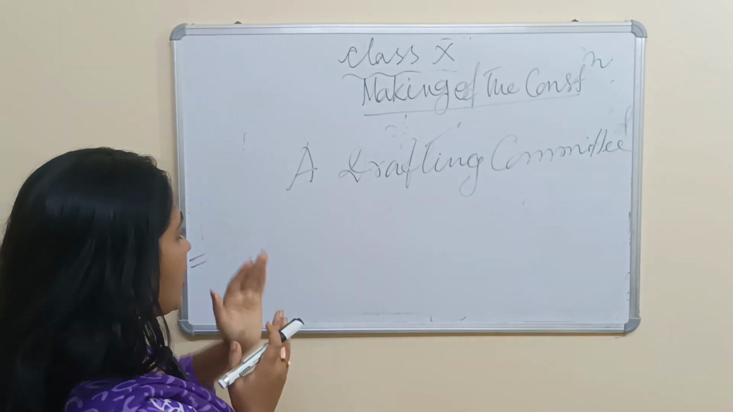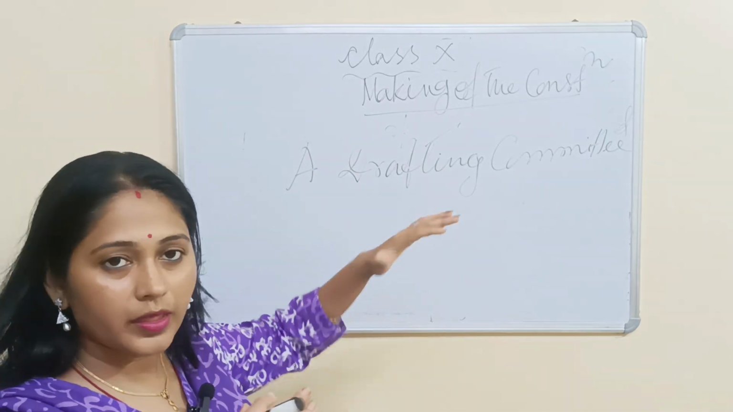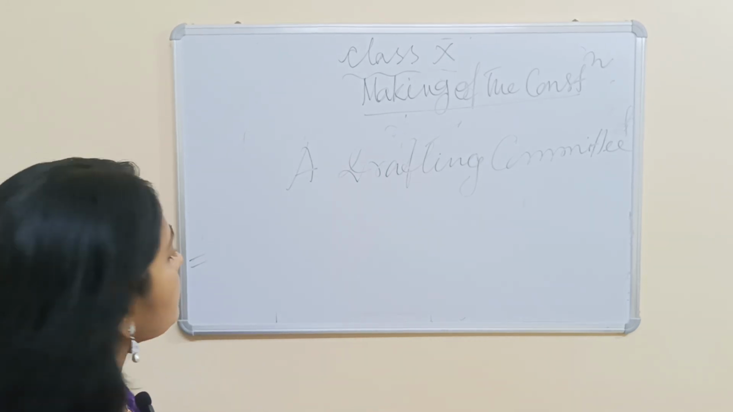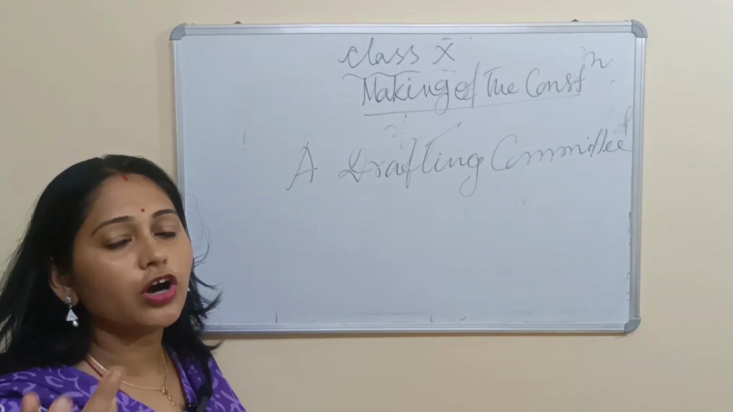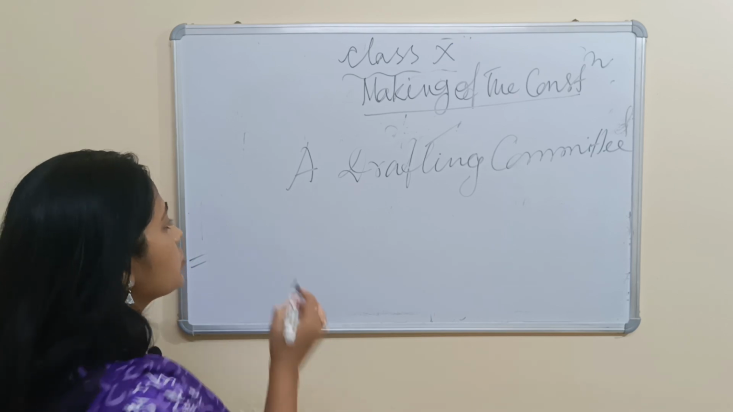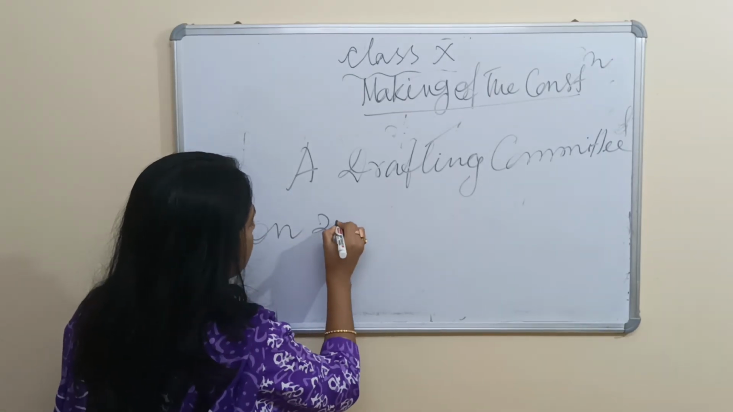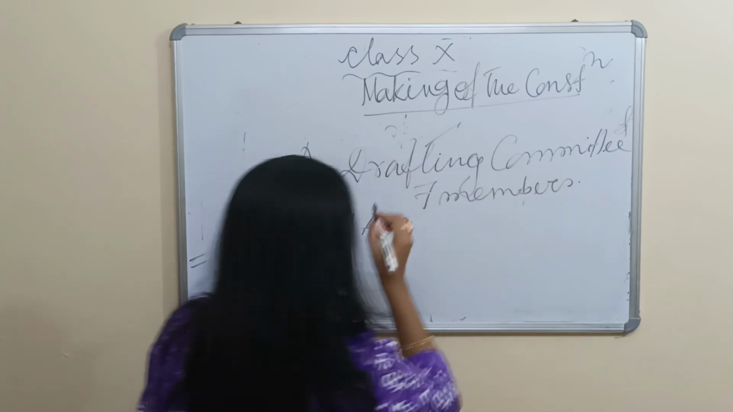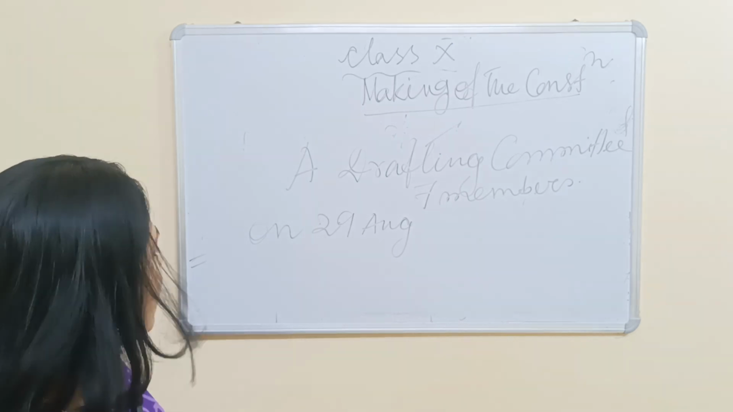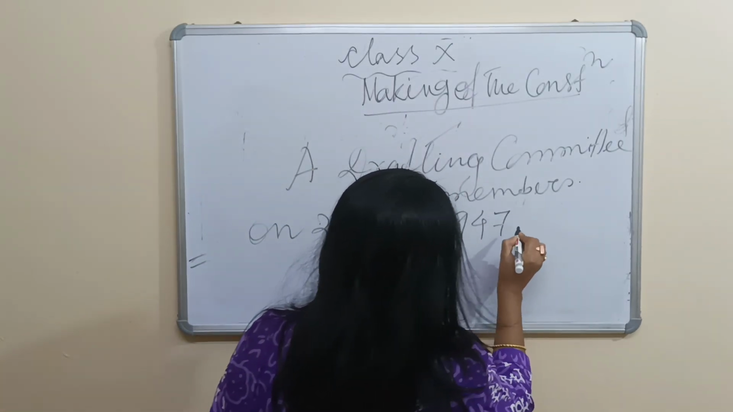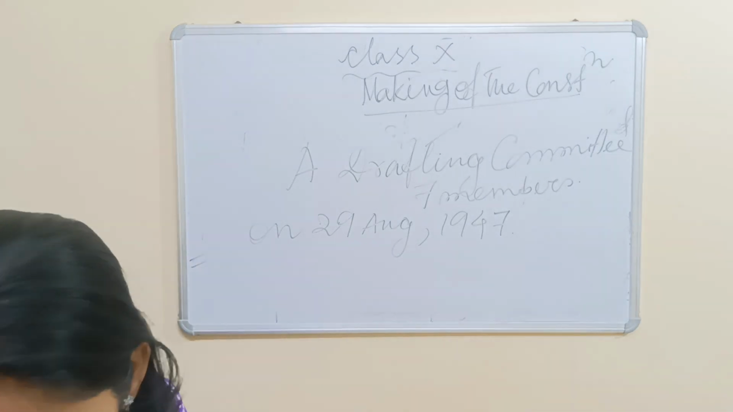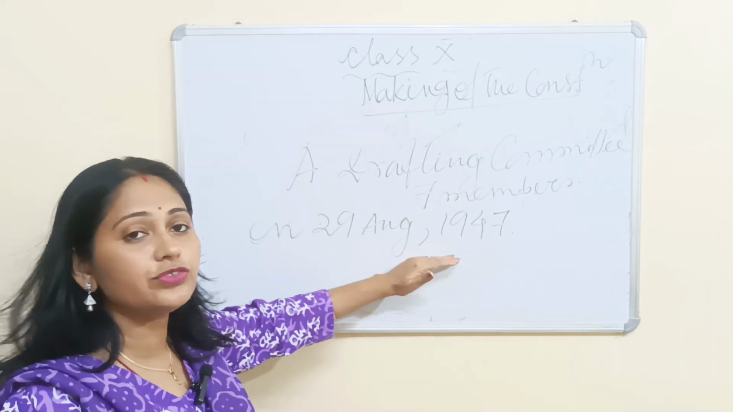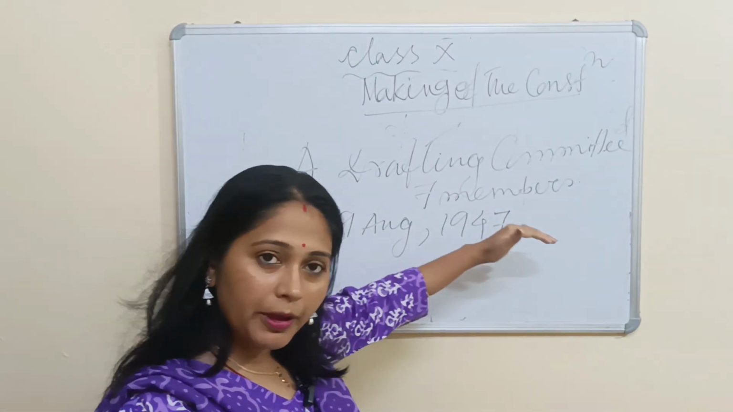Okay. So the drafting committee made or prepared a draft constitution and submitted or handed it over to the constituent assembly. This drafting committee has 7 members. The drafting committee was formed on 29 August 1947 and it had 7 members.